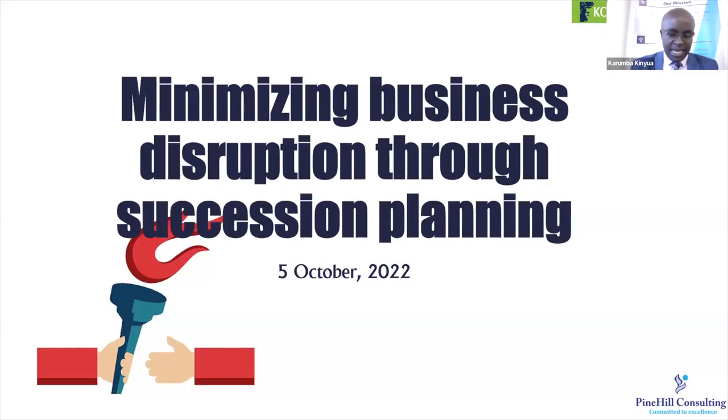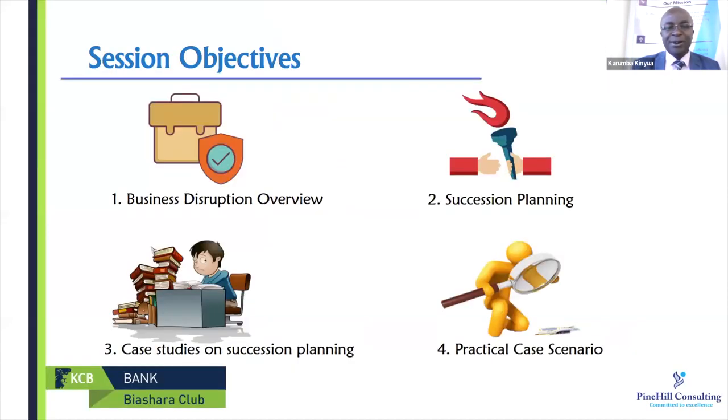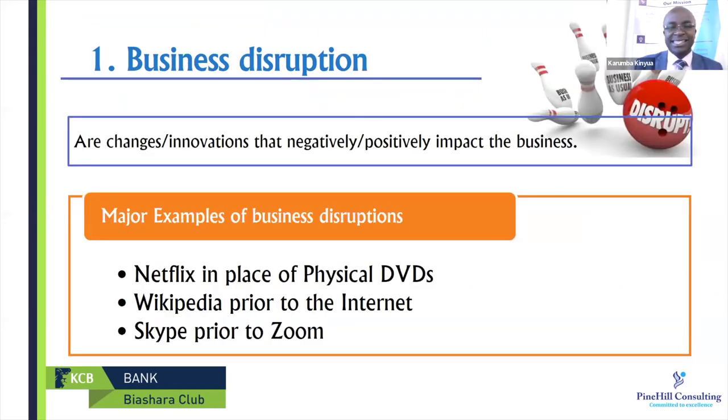The topic today is minimizing business disruption through succession planning. So today we are thinking about a business disruption overview. What is it? Then we think about succession planning as a potential solution to business disruption. Some businesses, even from an international point of view, some of you may have known these businesses. So we ask ourselves, what is business disruption?